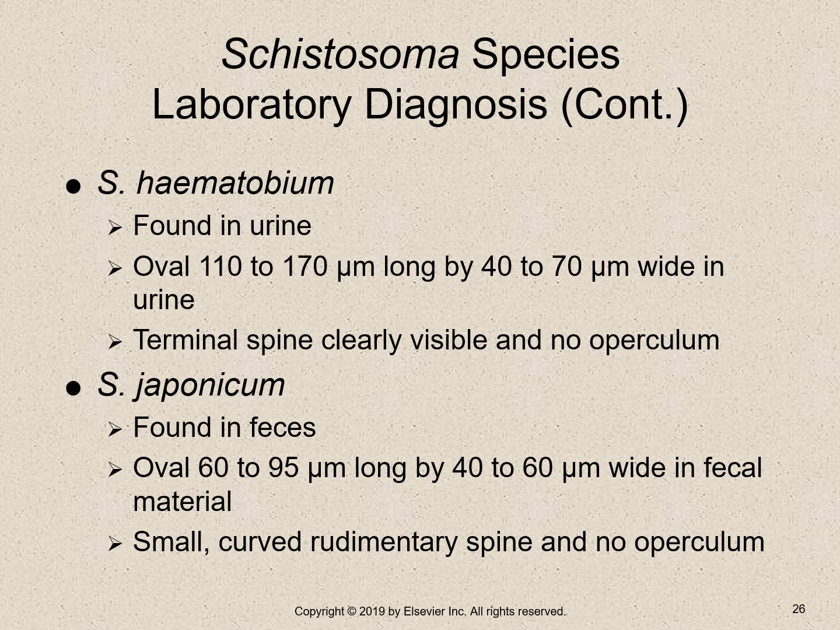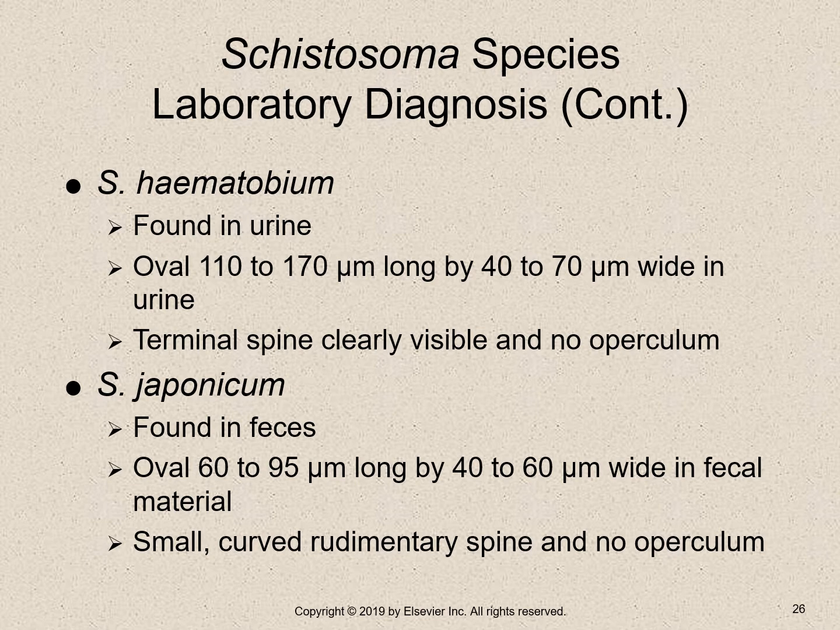Schistosoma hematobium differs from the other two species because it is typically found in urine. It measures 110 to 170 micrometers long by 40 to 70 wide and is oval in shape. And again, it's found in urine samples. The spine is located terminally and it's clearly visible, and it also has no operculum.